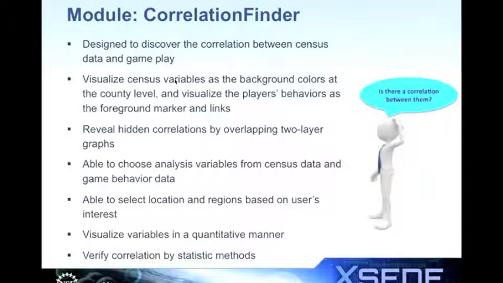This module also allows users to choose parameters or variables from a census data set and from a game behavior data set, and to choose location and region. The visualization done in this module is all in a quantitative manner. So to confirm the correctness of the result, we have verified all the correlations we found by the statistical method.